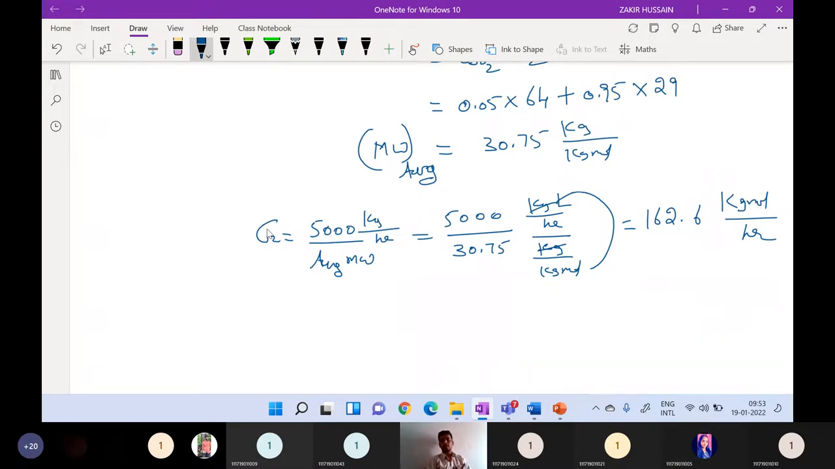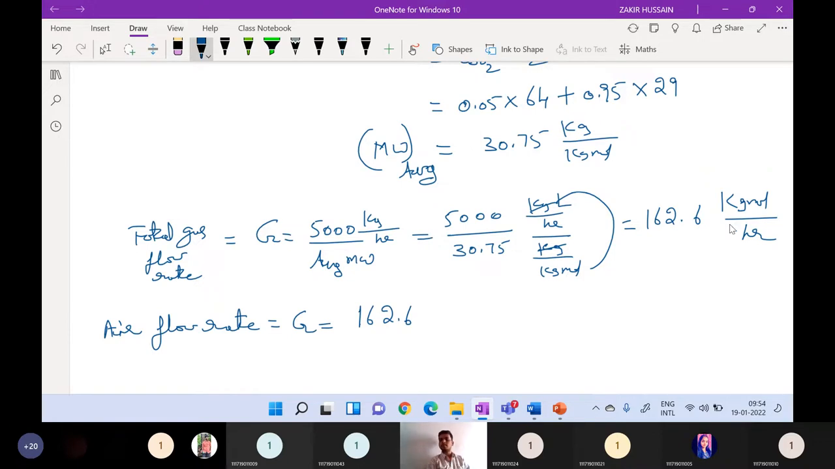Then this G, okay, this is the total gas flow rate. Total gas flow rate is this G. So among this, what is the air flow rate? So the air flow rate is equal to G, this is also G. G is equal to 162.6 kilomole per hour. Out of this 162.6 kilomole per hour, we are having air as 95%, only air is there. So that is into 0.95, which is equal to 154.5 kilomole per hour.